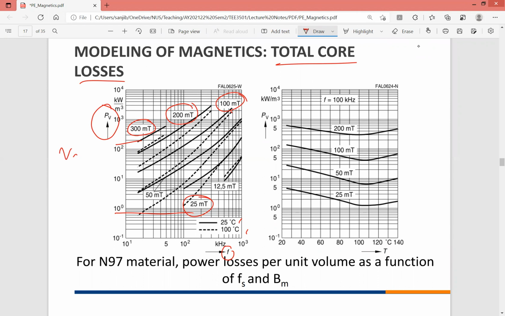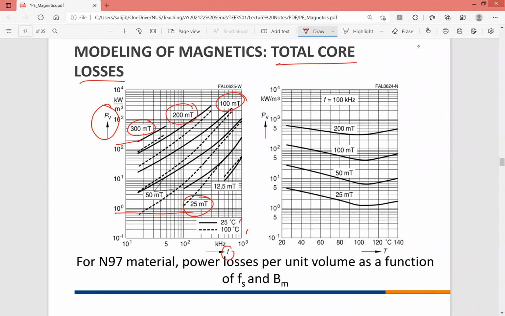So basically the core volume is not included here, so it is per volume. You can find out what the overall loss is for your operating point. Remember, you have to do this if you want to evaluate the efficiency of your converter, right?